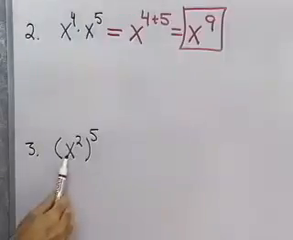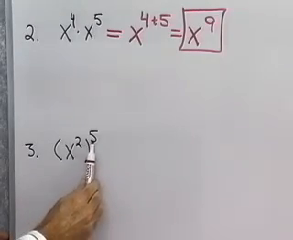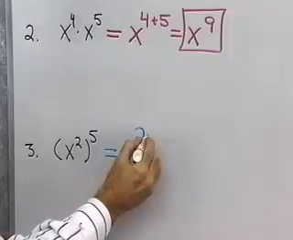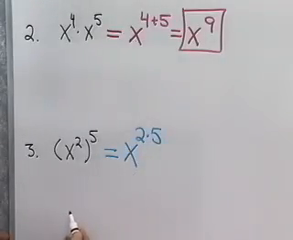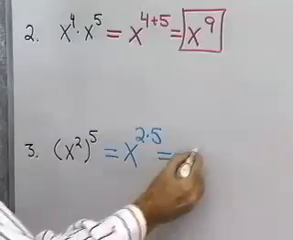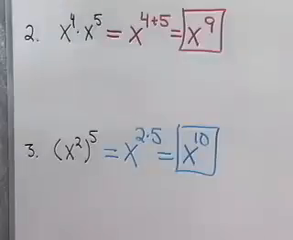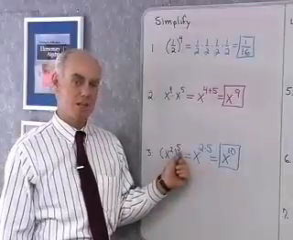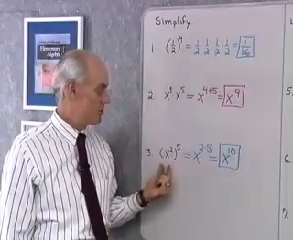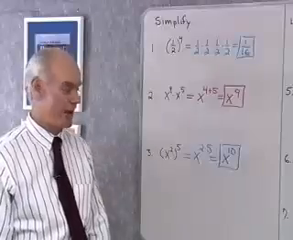Our next problem, I have x to the 2nd power, all of that raised to the 5th power. So I have a power raised to another power. My properties of exponents tell me that that's x to the 2 times 5. I multiply exponents when I have a power raised to a power. So when I multiply 2 times 5, I get 10. So that simplifies to x to the 10th. And I can think of this as 5 factors of x squared. Each of those is 2 factors of x, so I'd have 2, 2, 2, 2, 2, 5 different times. That's going to give me a total of 10 factors of x.